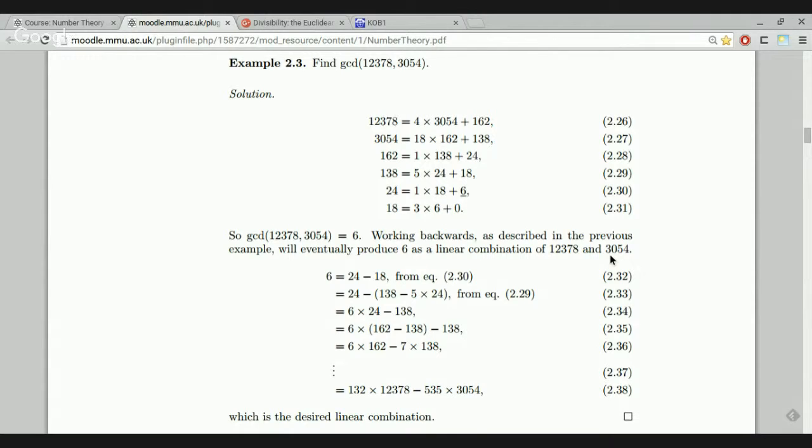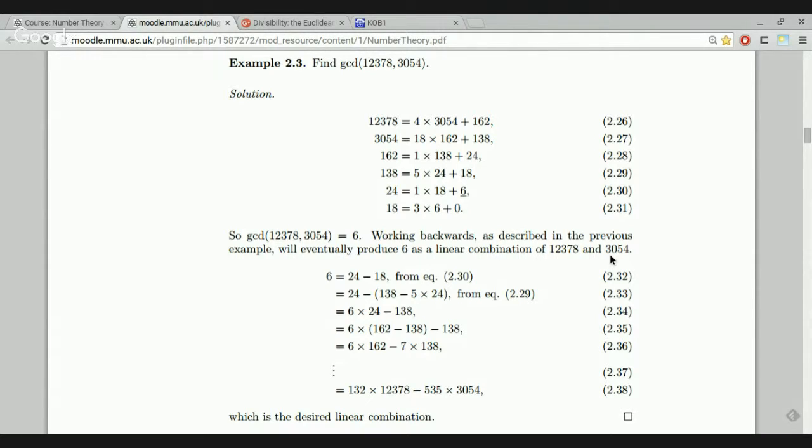Now we've got 18 and 6, and we get perfect divisibility. 18 is 3 times 6. That's our remainder of 0, so the process stops. And this thing sitting here, the last non-zero remainder, that's the greatest common divisor of the two numbers at the beginning, the GCD of 12,378 and 3,054. It has to be because of the way the pairings go. The greatest common divisor of this pair is equal to the greatest common divisor of this pair, is equal to the GCD of this pair, this pair, this pair, this pair.